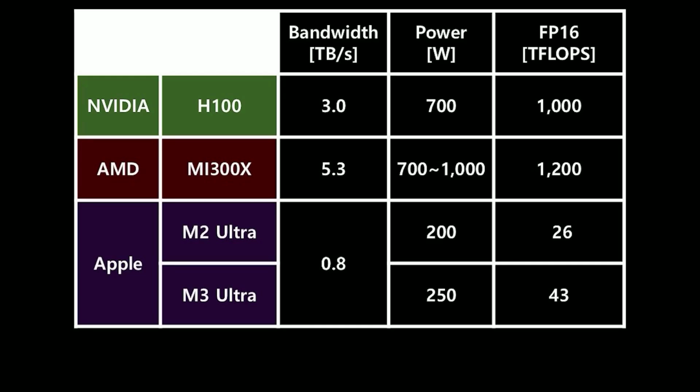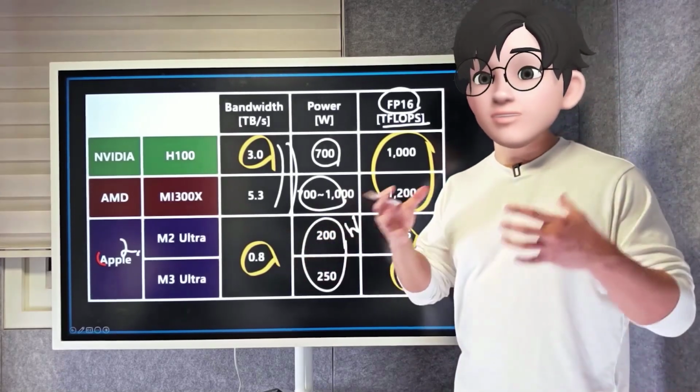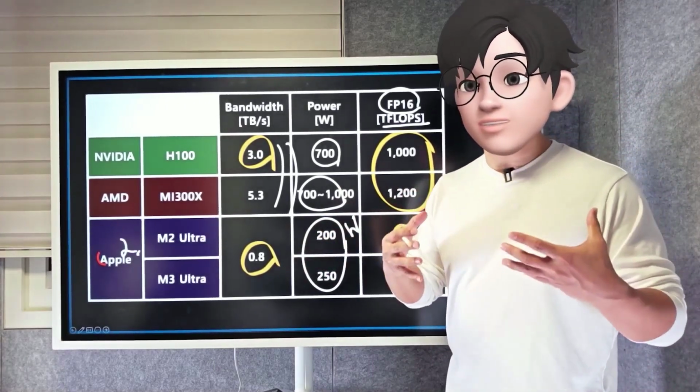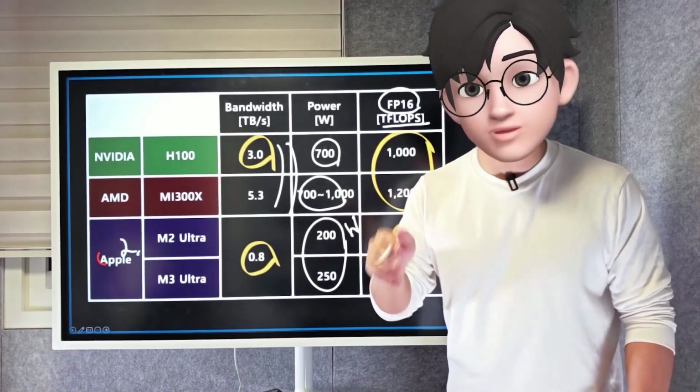Devices with terabyte-level bandwidth use a lot of power. In terms of teraflops, Apple's numbers are just 26 and 43, indicating a much lower computational capacity. Nonetheless, it's crucial to recognize that Apple still maintains a significant position in the market.